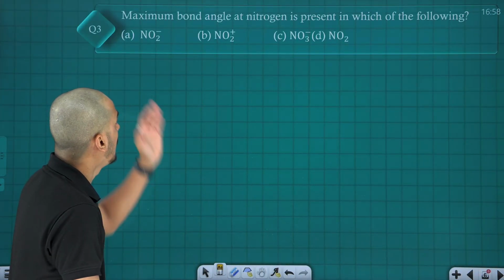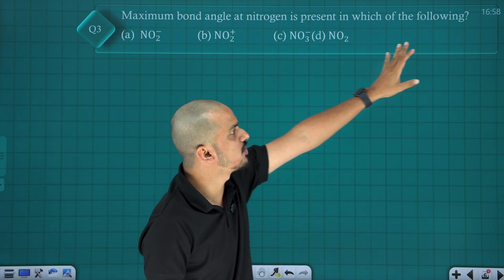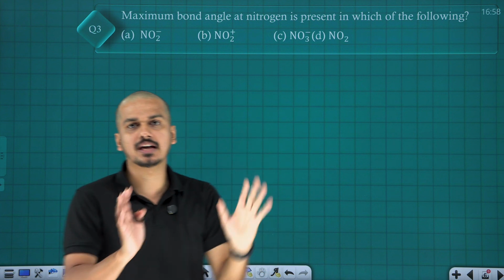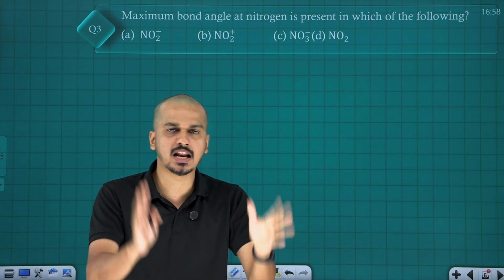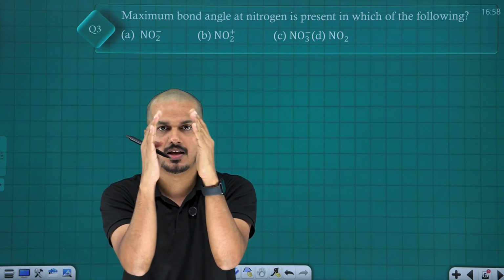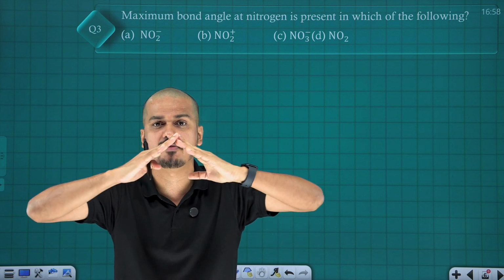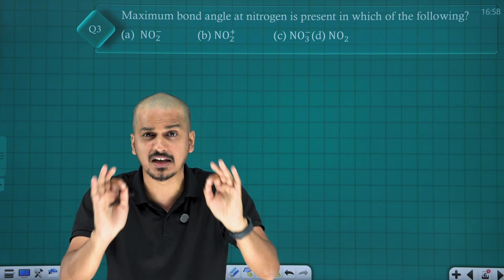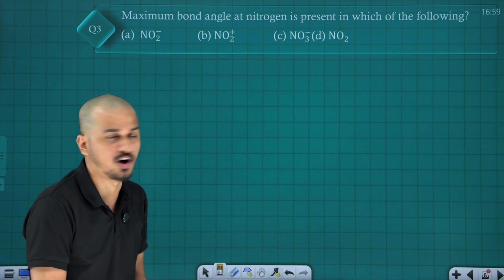What's the question here? Maximum bond angle at nitrogen is present in which of the following? So bond angle depends on the number of lone pair electrons. If more lone pair electrons, the bond pairs will come closer. 0 lone pairs means they can arrange maximum away from each other. This is the minimal concept we have to remember. Now I am going to find out the bond pairs and lone pairs.